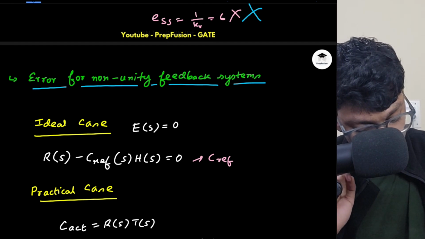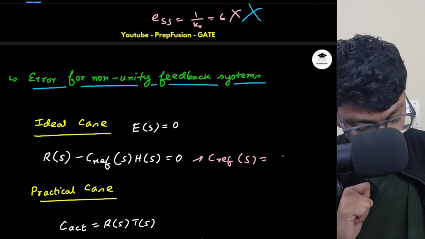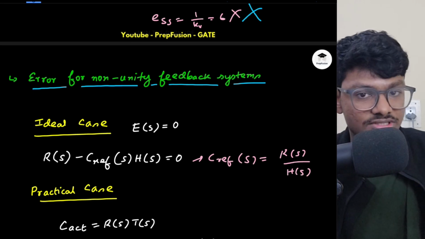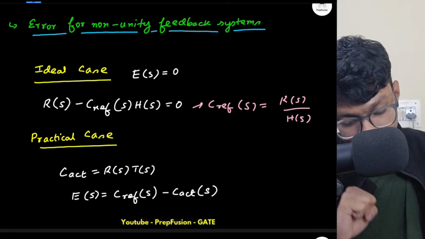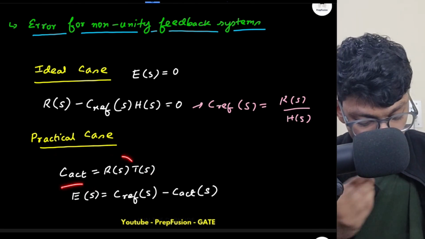This is the comparison that I will get. I will compare my C of s with the reference C of s, that is R of s divided by H of s. This is my reference C of s, with which I will compare. But in the actual case, what is my actual output? Actual output is R of s into T of s.